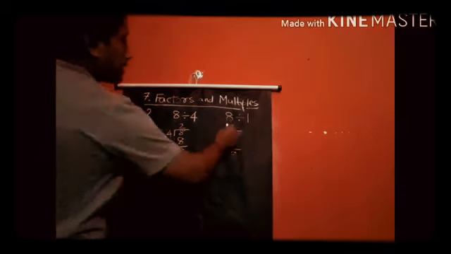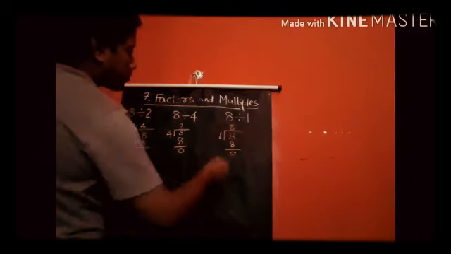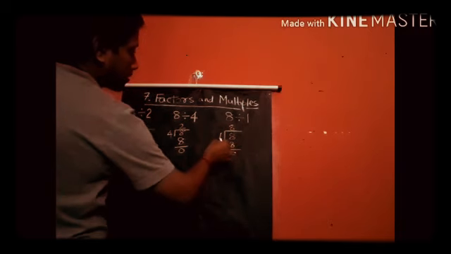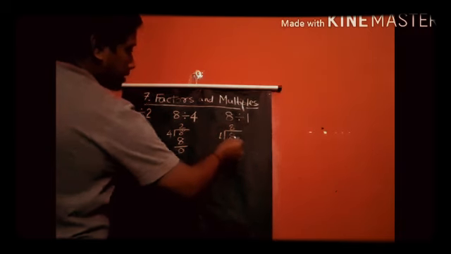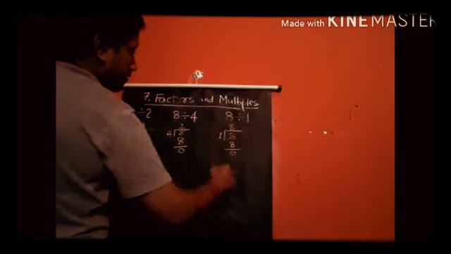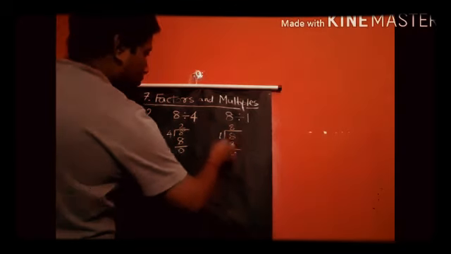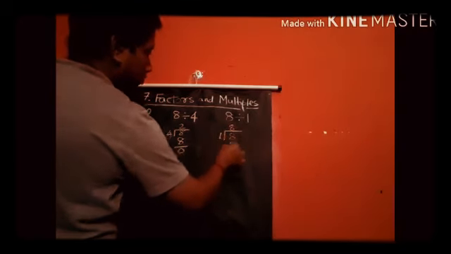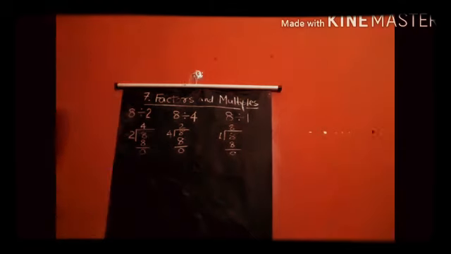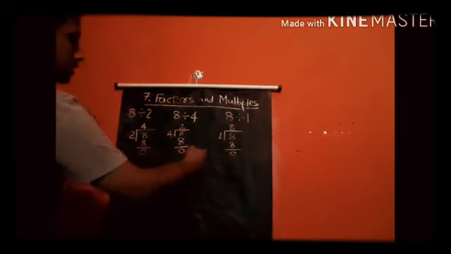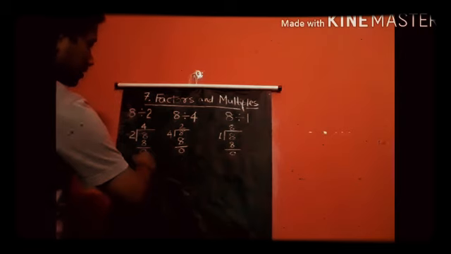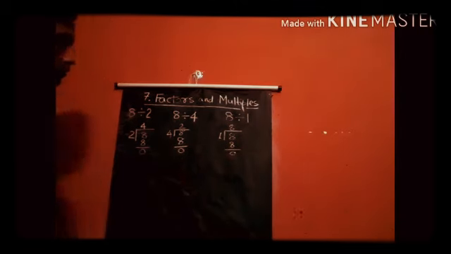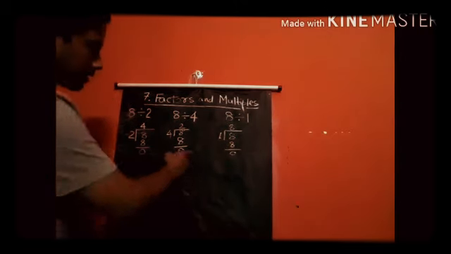Next is 8 divided by 1. So what will we do? 8 divided by 1. The divisor here is 1. The dividend is 8. So 1 into 8 is equal to 8 and the remainder is 0. So in this case, you find all 3 cases, the remainder is 0. What is the remainder? The remainder is 0.